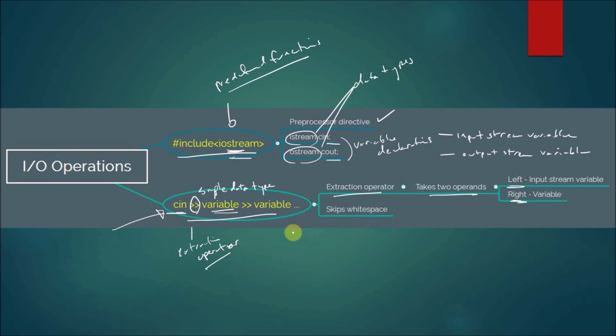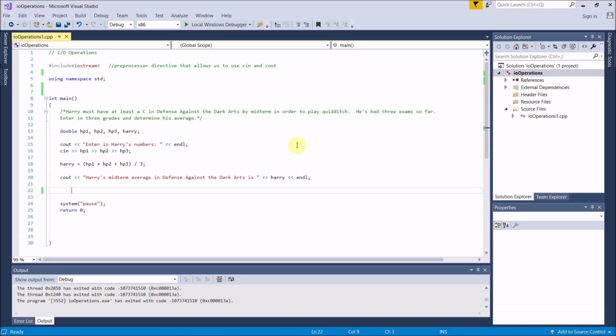Note when you are using the cin input stream variable that when you enter in data, white spaces are skipped. White spaces are skipped. That includes blank spaces, tabs, so let's look at an example.